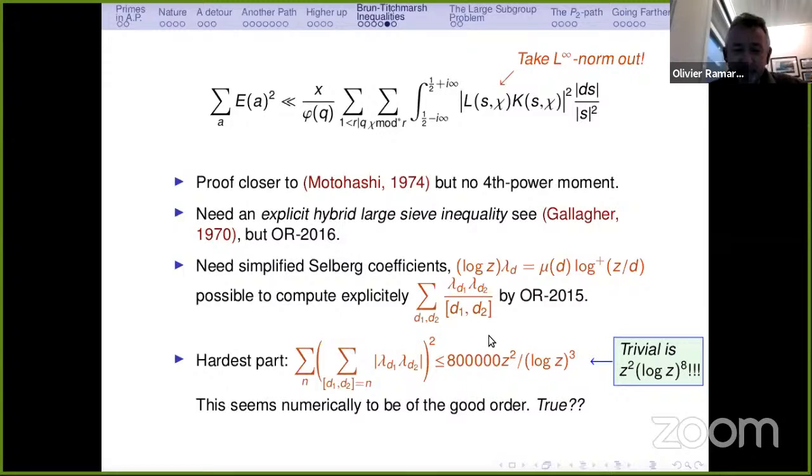Something else, to achieve this bound, we need to take a simpler version of lambda d. So we take mu of d log z by d when z by d is larger than 1, divided by log z. But then you have the difficulty of computing the main term. But the main term, thanks to some earlier work of mine, that's nice. So several little bits fall together to give this result. You can compute it easily.